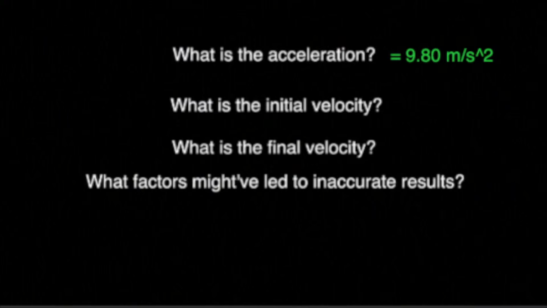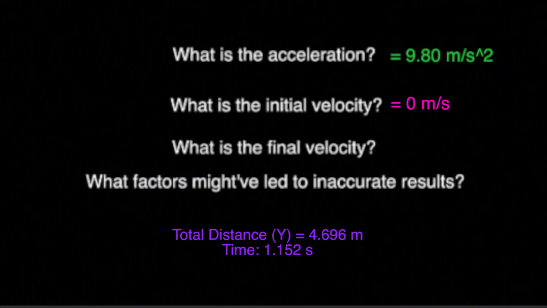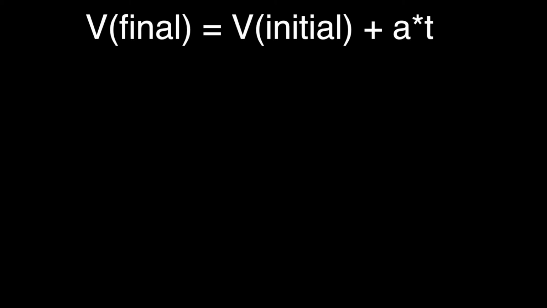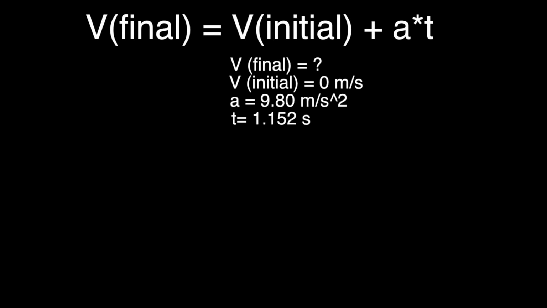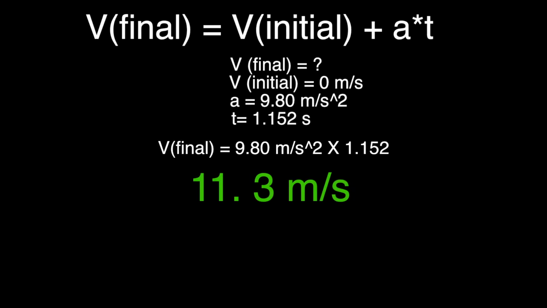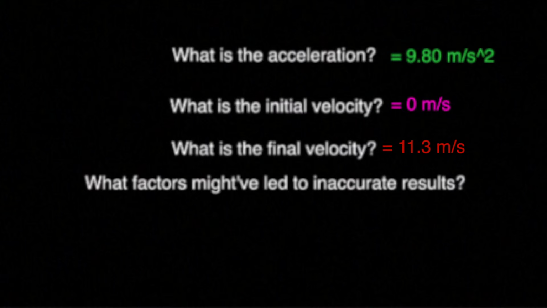Now, we have two more knowns to add to our other two knowns, and we can use this information to find the final velocity, or the velocity of the object right before it hits the ground. The kinematic equation I chose to use was v final equals v initial plus acceleration times time. What I did was I plugged all the knowns into this equation. I multiplied 9.80 meters per second squared times 1.152 seconds, and I got 11.3 meters per second, 3 sig figs. So now we know that the velocity is 11.3 meters per second before it hits the ground.